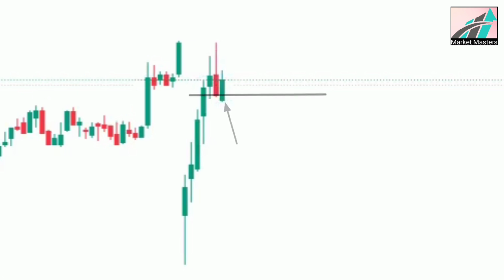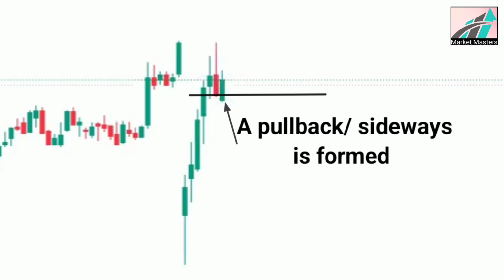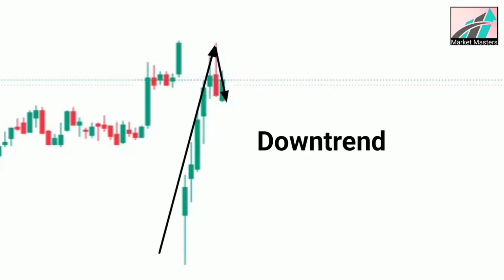It breaks on the lower side. This means the one-time framing uptrend is now invalid. In simple terms, we are seeing a pullback. Another observation here is that the high of this candle is also lower than the previous high. So, candle by candle, we now have a lower high and a lower low, which indicates a downtrend.